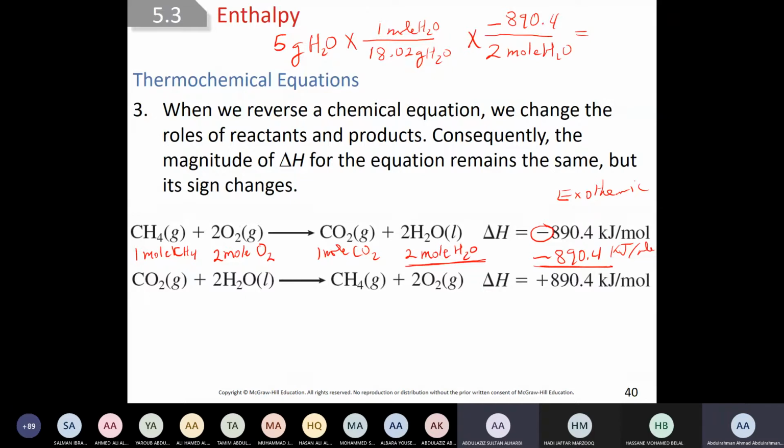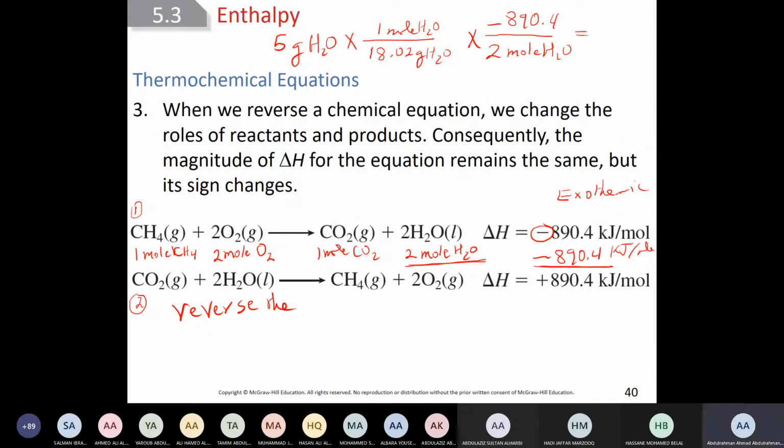Good. Next, look at the second reaction. What's the difference between the second reaction and the first reaction? Look at the reaction this time, not the heat. Look at the full reaction. It is the opposite. Reverse it, right? Reverse the reaction.